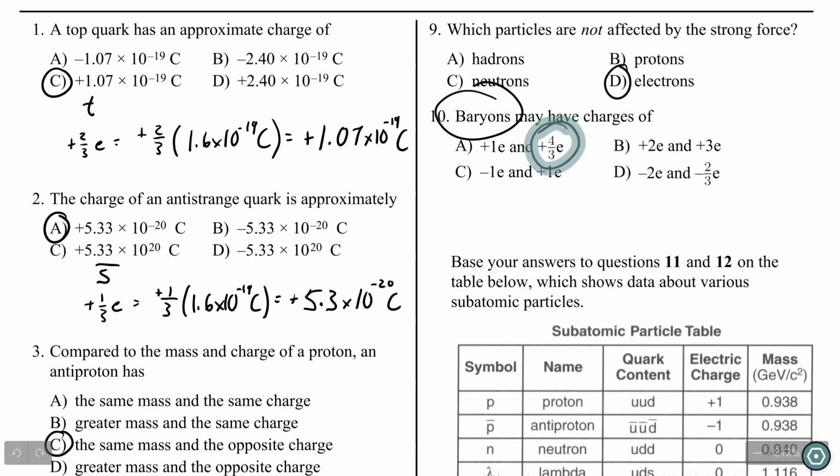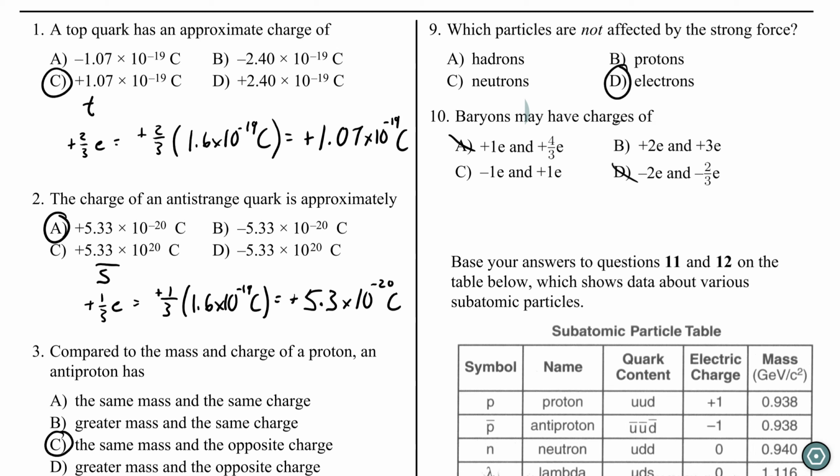Like the total charge for that baryon has to be 1, 2, or, well, not really 3, but it has to be an integer. An integer. It can't be a fraction. So it cannot be a fraction. So it can't be A, can't be D.